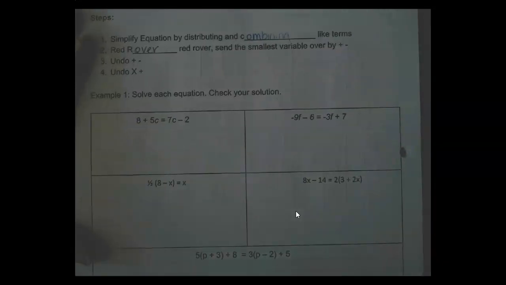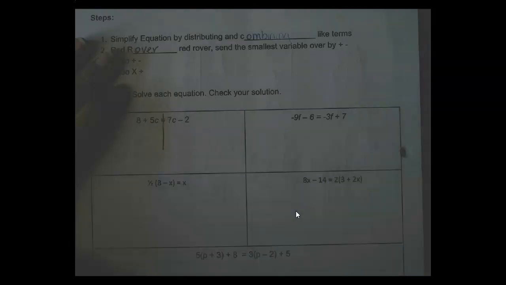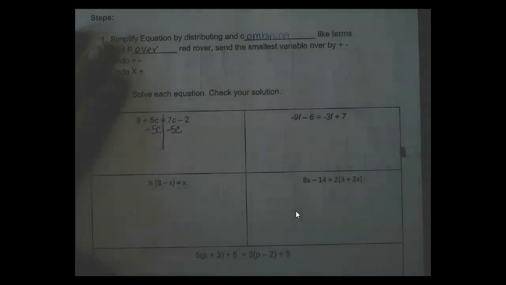So looking at this equation here, there's nothing to simplify, but I have a variable on each side of this equation. So I need to get those together. I need to combine my like terms, so I need to send the smallest one over here. Therefore, we eliminate having negatives and losing negatives, and that's the reason why I say that. So a positive 5 is less than a positive 7, so I'm going to send it over by subtracting it to the other side, just like that.